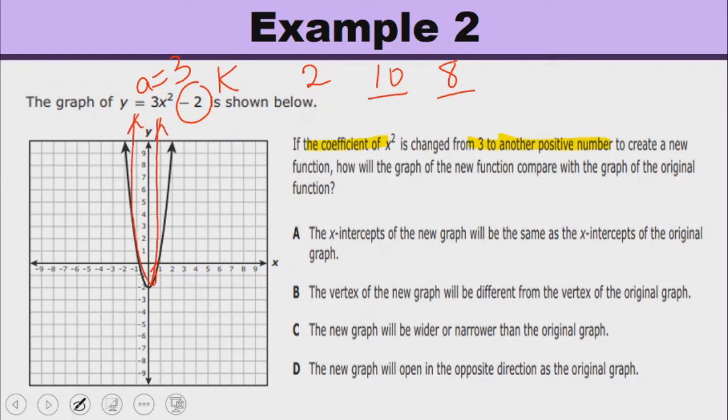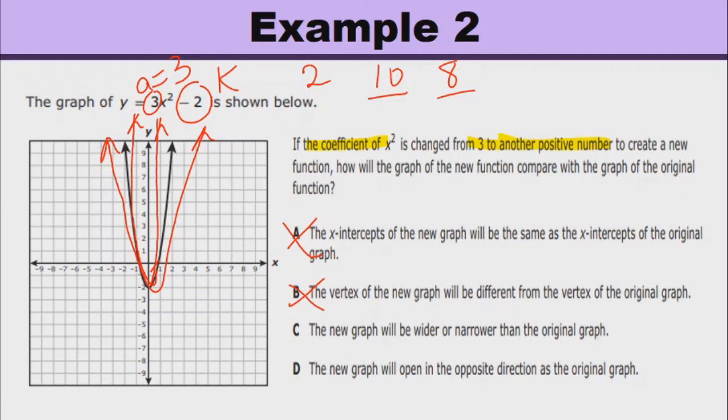And let's say if we are moving from 3 to 2, that might become wider too. But what you have to know is that the graph is not going to shift in vertex because this is not k or h. So let's look at the options. The x-intercept of the new graph will be the same. We know that is not true. The x-intercept is not going to be the same. The vertex of the new graph will be different. That's not true also. The vertex does not move when you are just changing a.